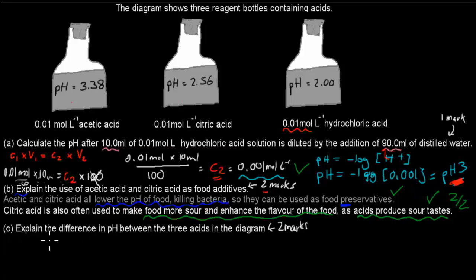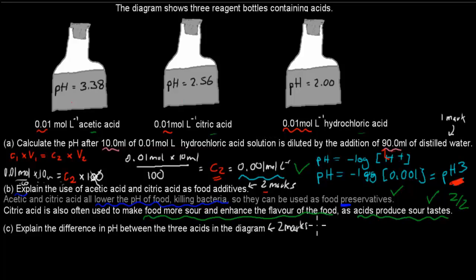And the last one, explain the difference between the pH between the 3 diagrams. So here we have these 3 diagrams. We've got acetic acid, citric acid, and hydrochloric acid. And you should remember that hydrochloric acid was a strong acid, whereas acetic and citric acid were the weaker acids. You should also note that the actual concentrations were all the same. So it won't be a difference in concentration. It'll be a difference in the strength or the weakness of the actual acid. So the degree of ionization.